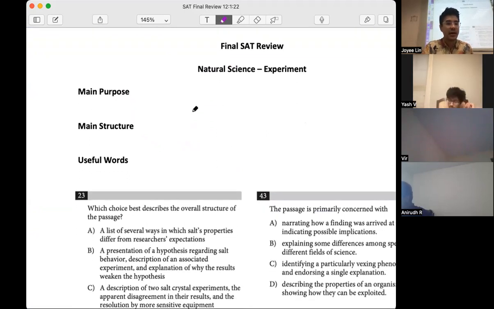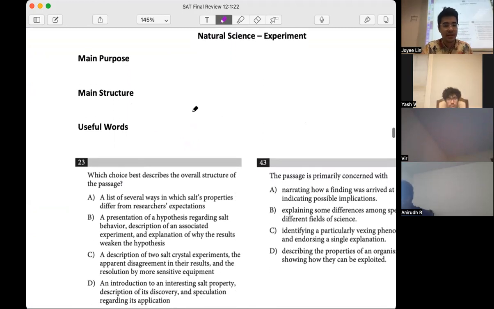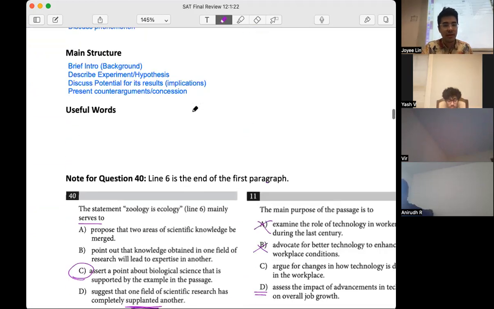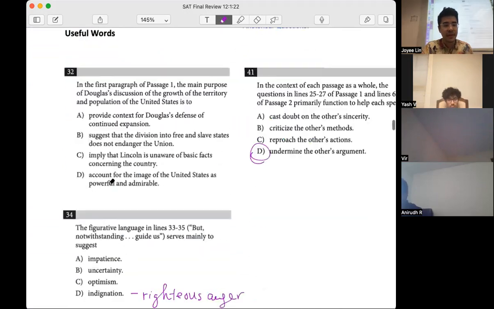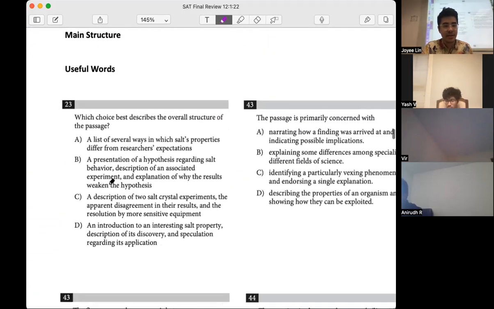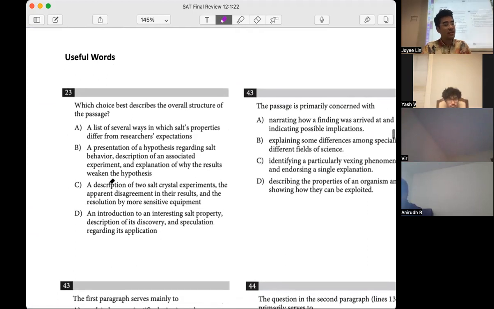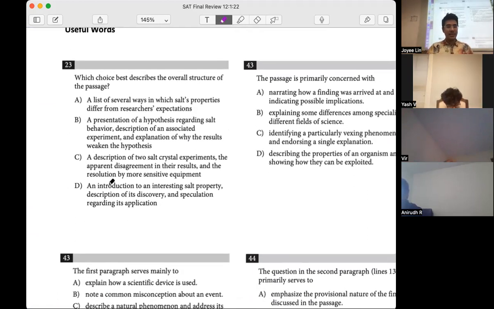Natural science experiment. We kind of did the experiment one again, right? So we do the background, we do the experiment, we discuss the implications. So that's the same as what we said over here, right? So very similar there. Let's look at some of these answers. Overall structure of this experiment, which one do you think is the best answer?